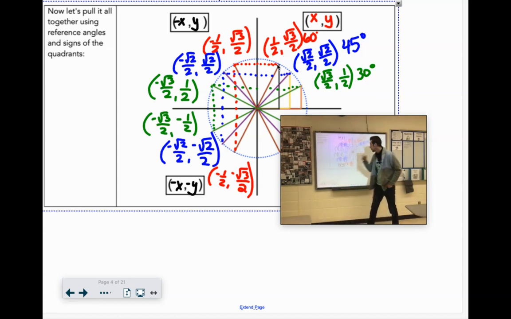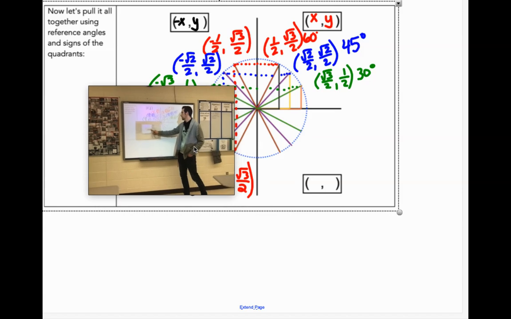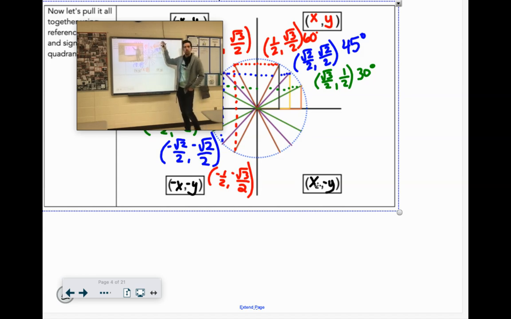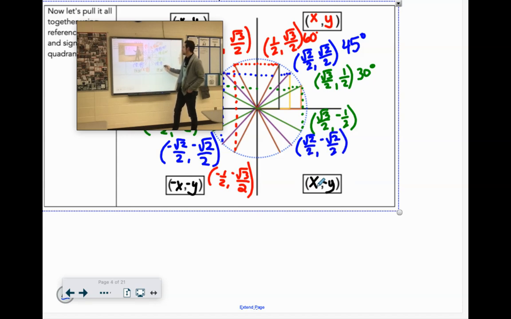And then the last quadrant, let's see. The last quadrant has a positive x, but a negative y. So we can take it from quadrant 1 or quadrant 3, but we're going to take all the y's and just make them negative. So I might run out of time here. But our x stays the same, root 3 over 2, but we make the 1/2 negative. For 45, we got root 2 over 2 and negative root 2 over 2. And that last one, we'll just make the y negative. So 1/2, negative root 3 over 2.